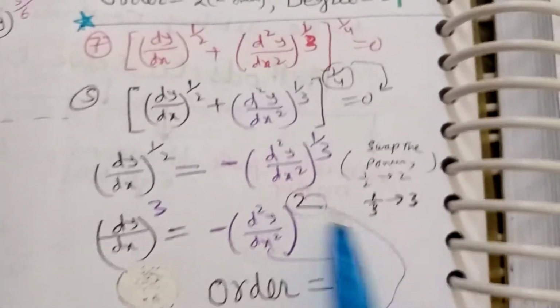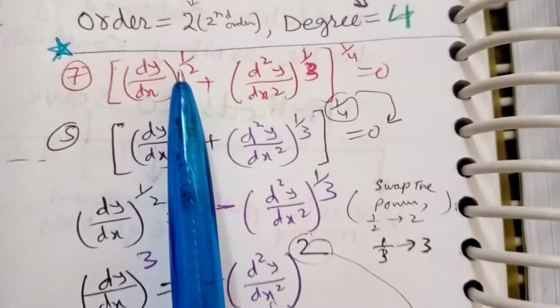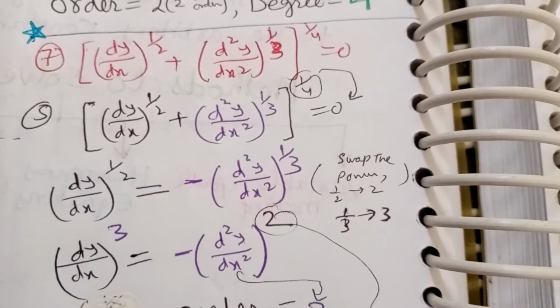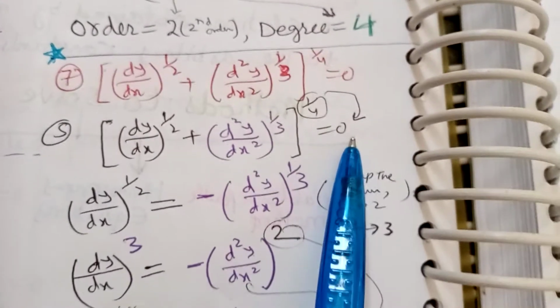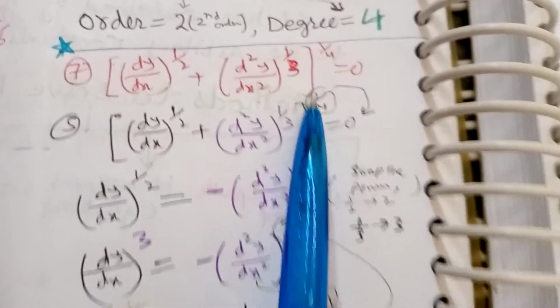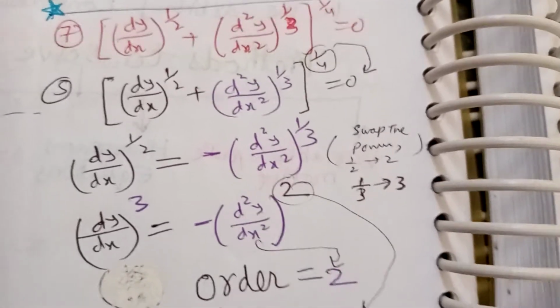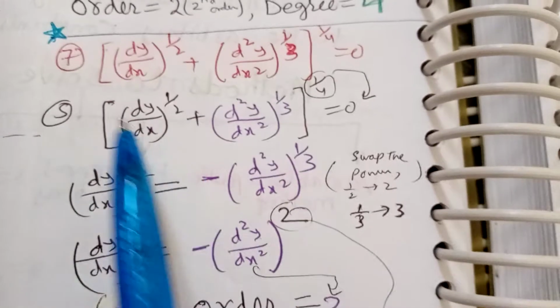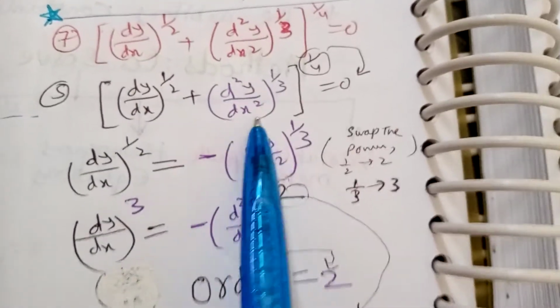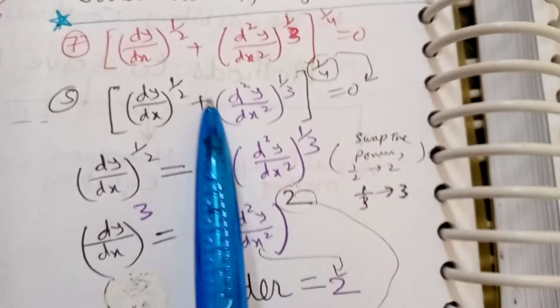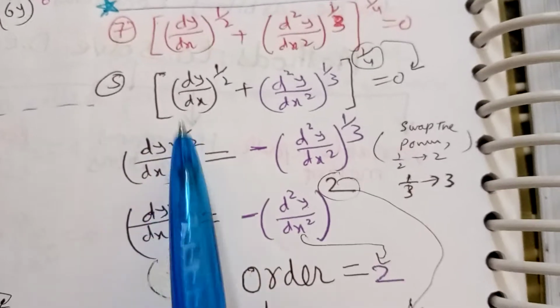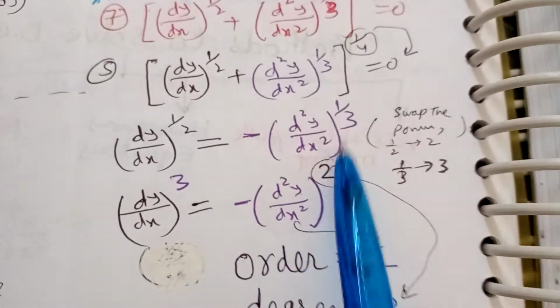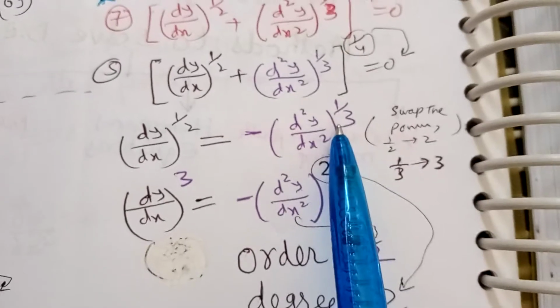Next, last question. ((dy/dx)^(1/2) + (d²y/dx²)^(1/3))^(1/4) = 0. Now this 1/4 power sent to that side. So 0 power 4, 0 power 4 means 0. And so what will we get? (dy/dx)^(1/2) + (d²y/dx²)^(1/3) = 0. Send this plus to that side, it becomes minus. (dy/dx)^(1/2) is equal to minus of (d²y/dx²)^(1/3).